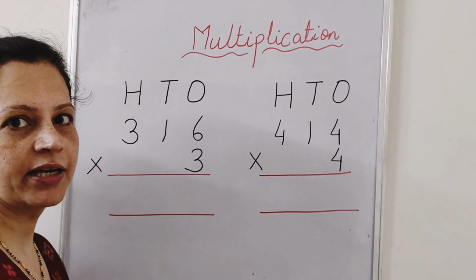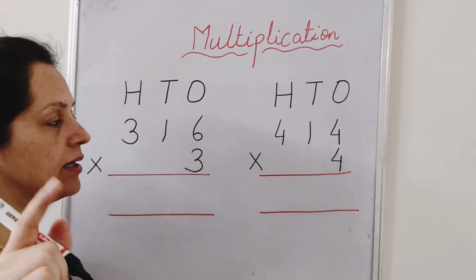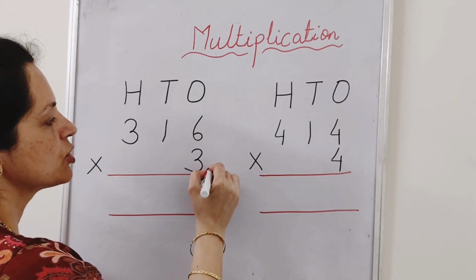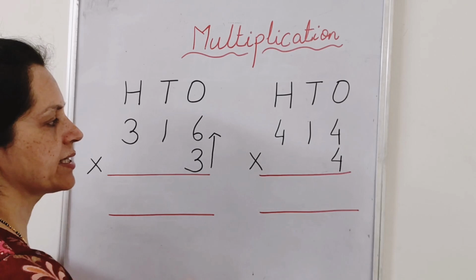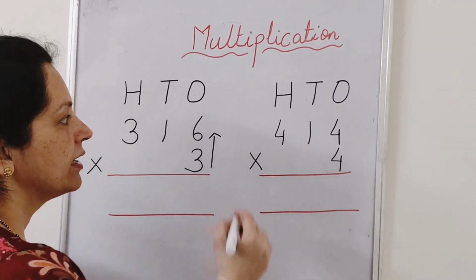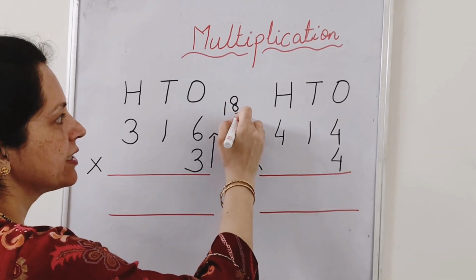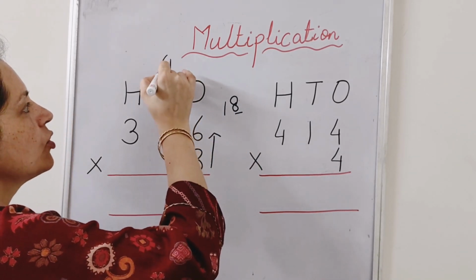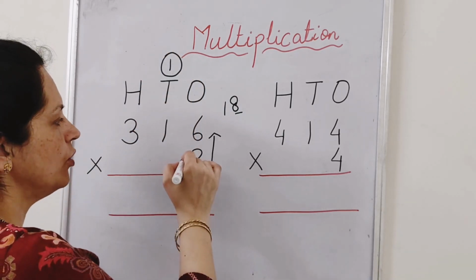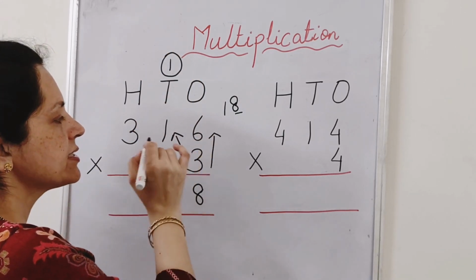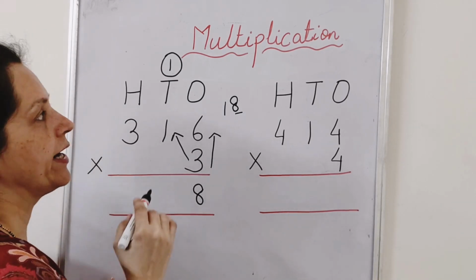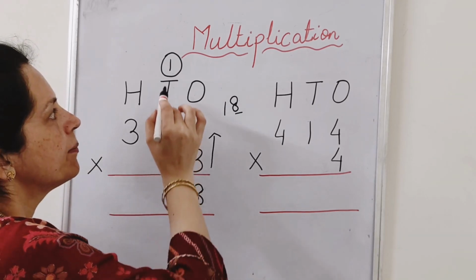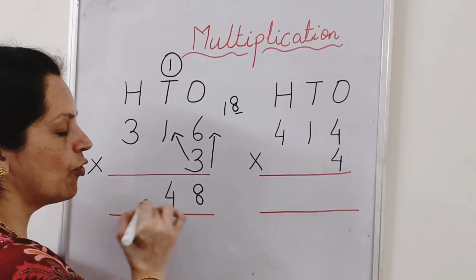Say we have to multiply 316 with 3. Children, always remember, start multiplication from the ones column. So 3 times 6 is 18. Write the 8 in the ones column and the 1 carried over to the tens column. Now 3 times 1 is 3. Children, don't forget there is a carryover. So 3 times 1 is 3 plus 1 is 4.